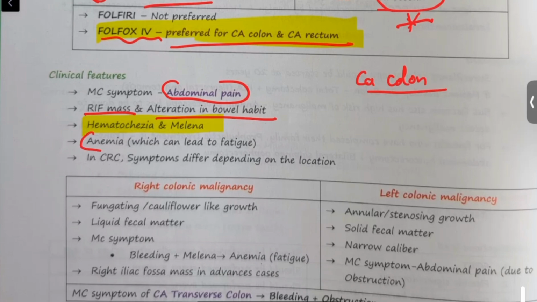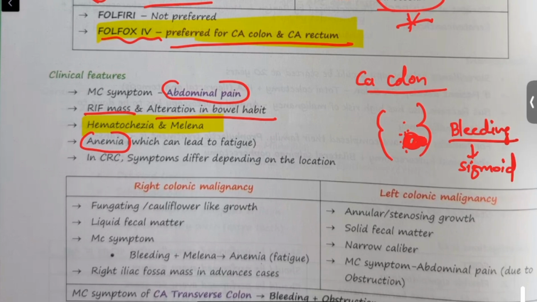In CA colon, basically there is a tumor growing in the colon. Okay, so when there is a tumor, there will be disruption of the mucosa also. Because of this reason there will be bleeding. If this bleeding is there in the sigmoid, we can see fresh bleeding also. Otherwise, whatever this bleeding is there, that can be stored here and that will be passed along with stools. Okay, so if it is stored there and passed along with stools, that will appear like hematochezia or melena.